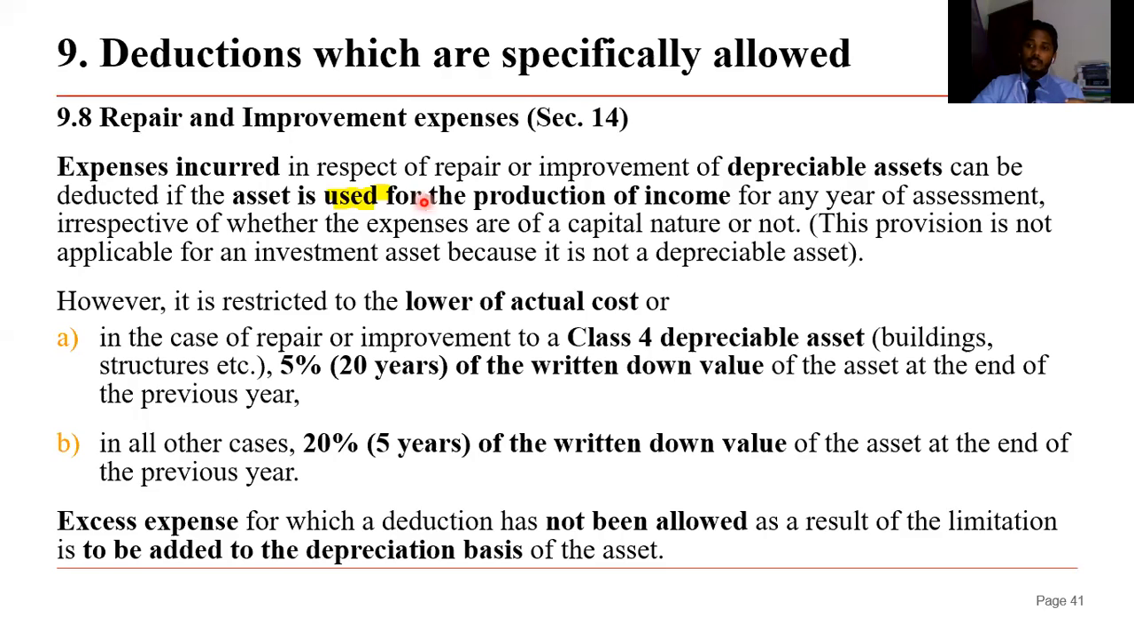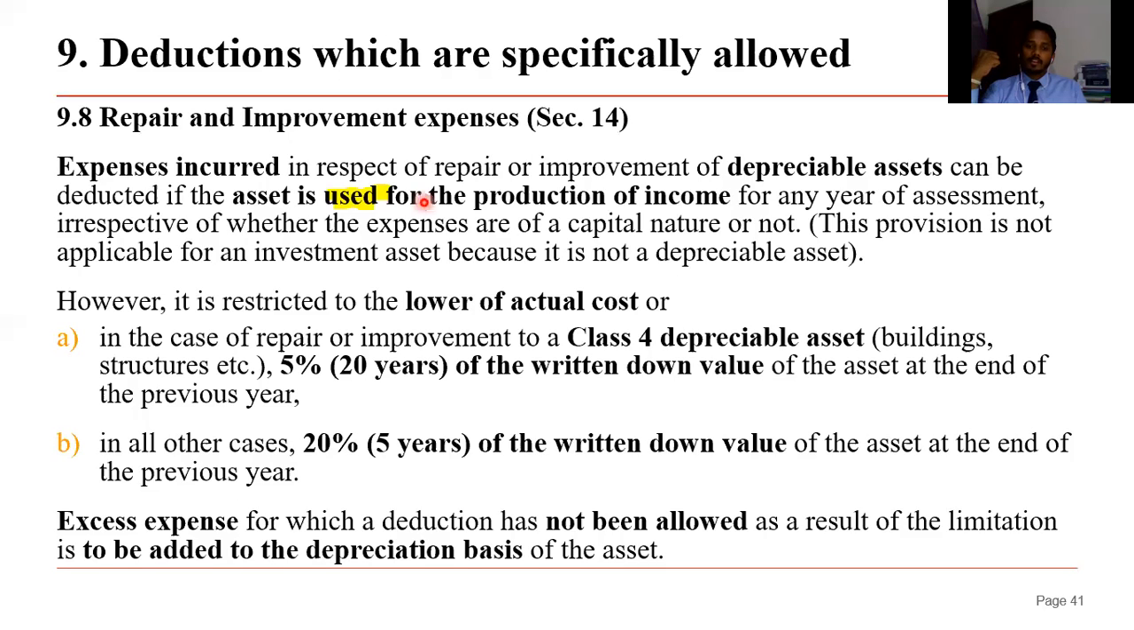Because some companies might think they can deduct whatever repair and improvement they incurred. They will incur big repair and improvement expenses if they want to reduce the tax burden. Let's say, to reduce the assessable income from a business, they will charge a big amount to the P&L as repair and improvement. That arrangement cannot be done under the new Inland Revenue Act. They can't do that because of this section 14.